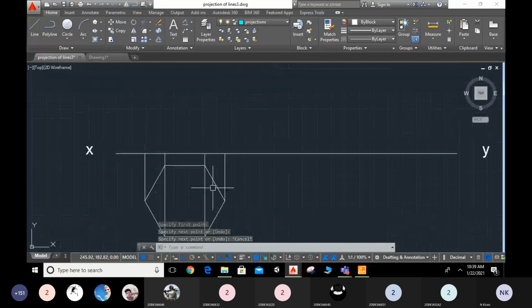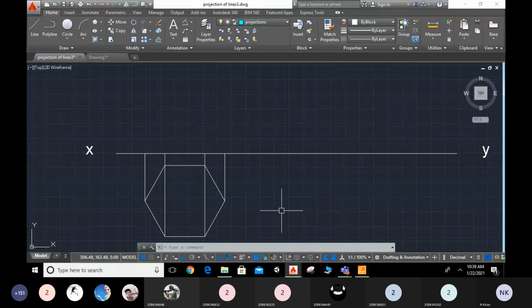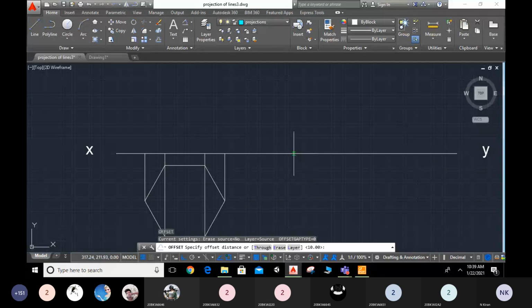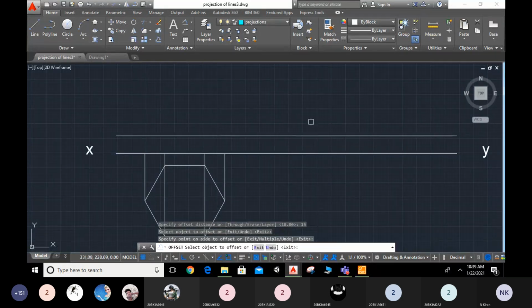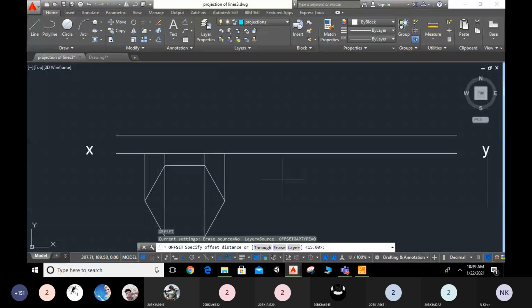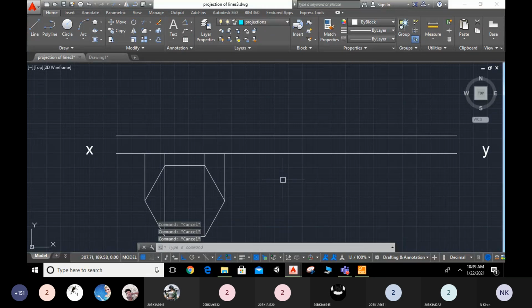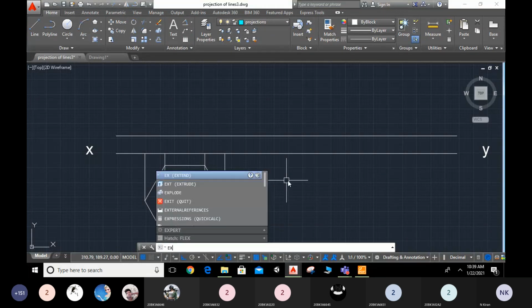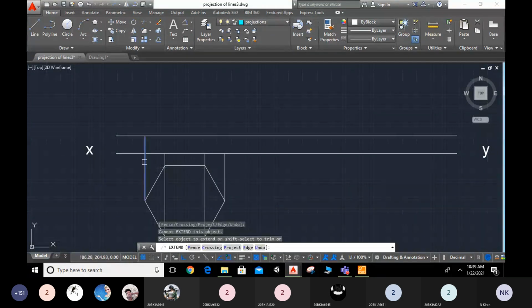Now above HP, what is the length we have to take above HP? 15 mm. So I will select O, enter, and I will select this line. What is the length I have to give? 15. Enter. I will select this one, and immediately you get an offset line. Now with the command EX, double enter, I will press here. It is taking offset only. EX, double enter. Now with this point I will extend like this.